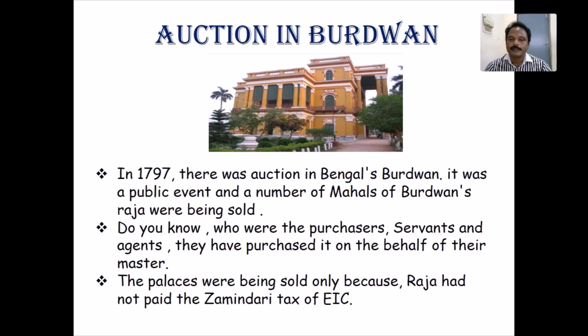So in 1797, there was an auction in Bengal's Burdwan. Here the Burdwan Maharaj willfully became the defaulter and he sent his own people to purchase the Jamindari. The palaces were being sold only because the Raja had not paid the Jamindari tax to the East India Company.